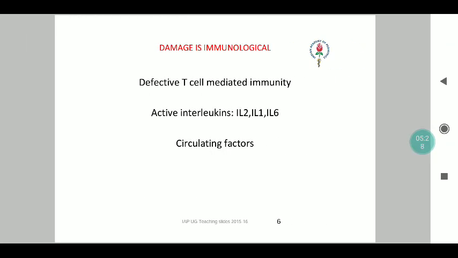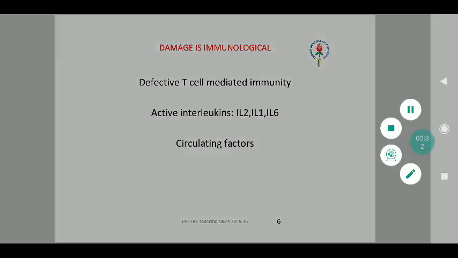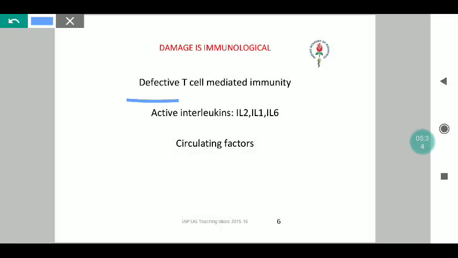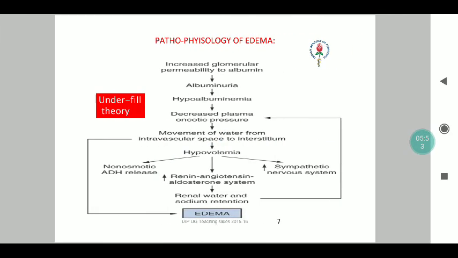Also keep in mind that it is an immunological damage, and it is ultimately because of T cell mediated immunity loss. So defective T cell immunity, and other interleukins like IL-2, IL-1, IL-6 will be present along with other cytokines. So the cytokine theory is well accepted. Because of the circulation of these cytokines, there is immunological damage which results in damage to the basement membrane along with other circulating factors.